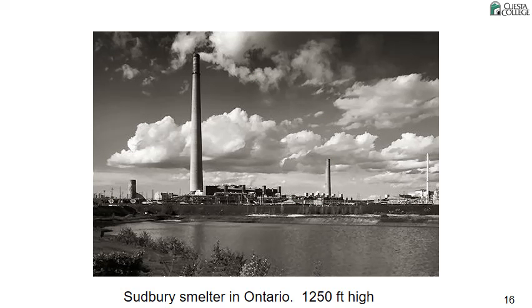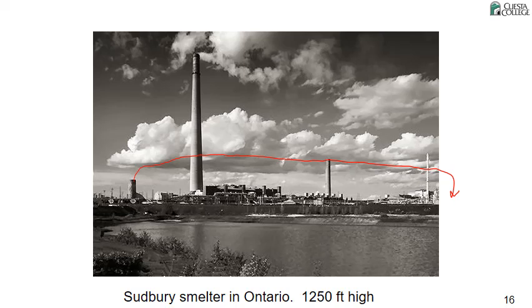Here's a picture of the Sudbury smelter in Ontario, Canada. The smelter is 1,250 feet high. It's called the Super Stack. Now originally they didn't build the Super Stack at this smelter in Ontario. Originally they started off with smaller smokestacks. But the smaller smokestacks would allow emissions to go up into the air and travel across the air and be deposited on some land nearby.